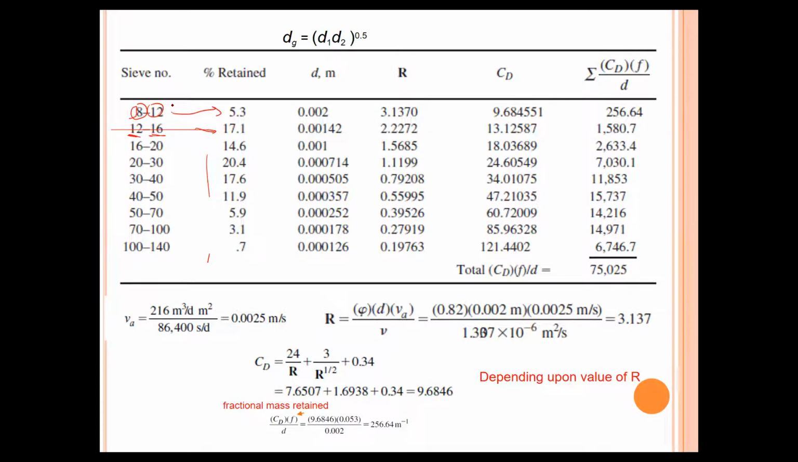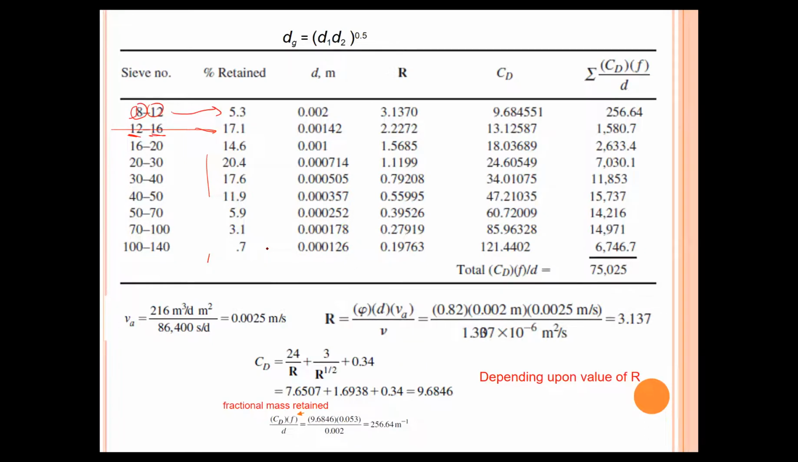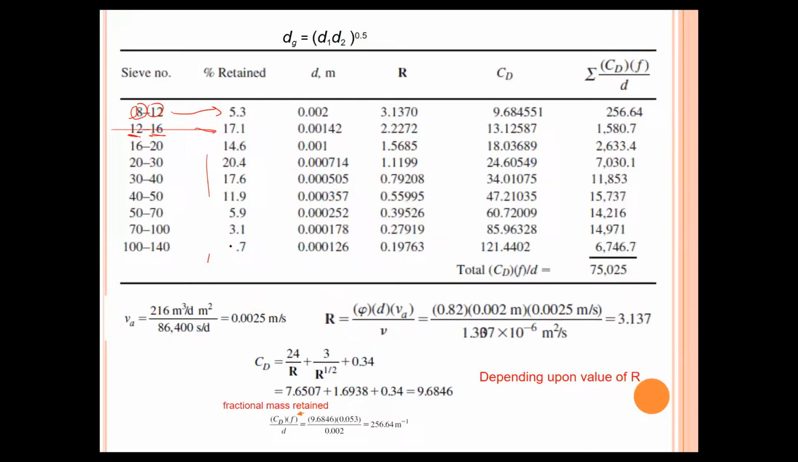If you see the sieve 8 and 12, then you can see in between 2.38 and 2. So the size which is actually in between is 2 millimeter. So we use here 2 millimeter, and we convert this 2 millimeter into meters. So that makes 0.002 meter. Then between 12 and 16.